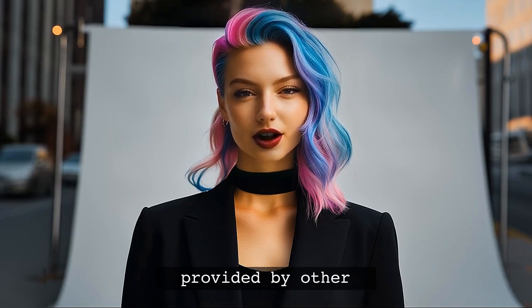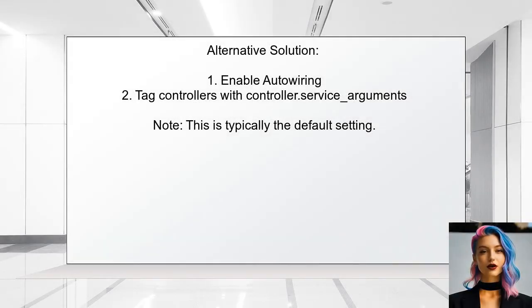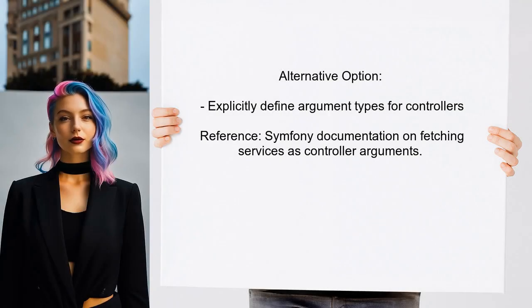Now, let's look at the answers provided by other users. An alternative approach suggested by another user involves enabling auto-wiring in Symfony. They recommend tagging your controllers with controller.service_arguments. This is usually the default setting, but you may need to adjust it if you've modified the default services.yml file. If you prefer not to use auto-wiring, you can explicitly define argument types for your controller. This allows you to specify what services your controller needs without relying on auto-wiring.